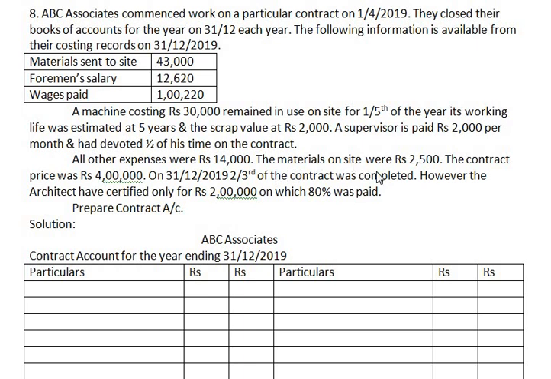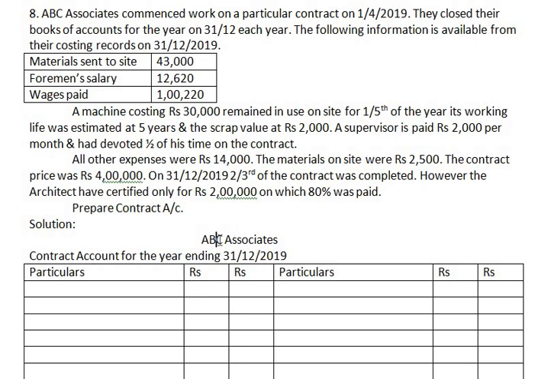The materials on site were rupees 2,500. The contract price was rupees 4 lakh. On 31st December 2019, two-thirds of the contract was completed. However, the architect has certified only for rupees 2 lakh, on which 80% was paid. Prepare contract account. Okay, so this is the problem and they have asked us to prepare contract account, right?